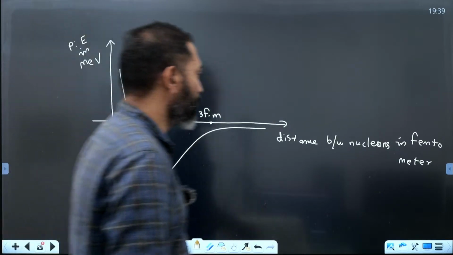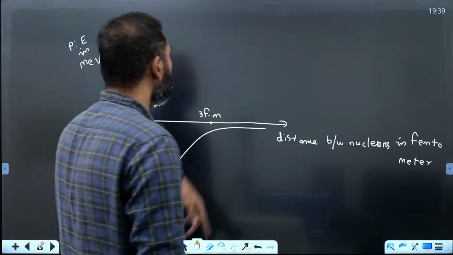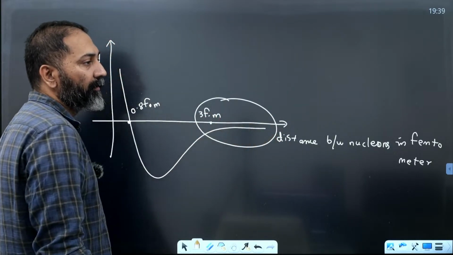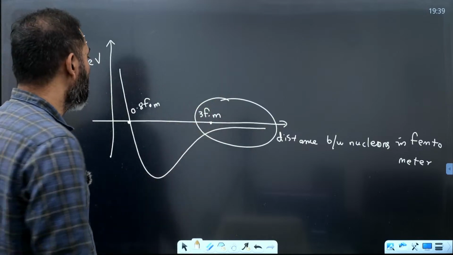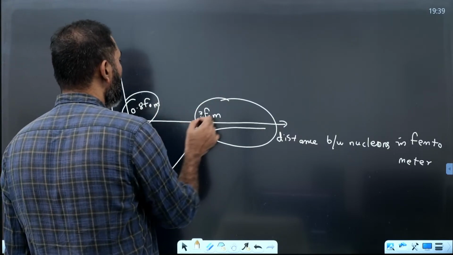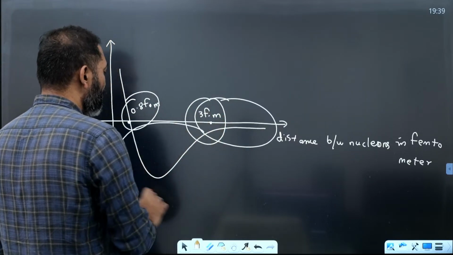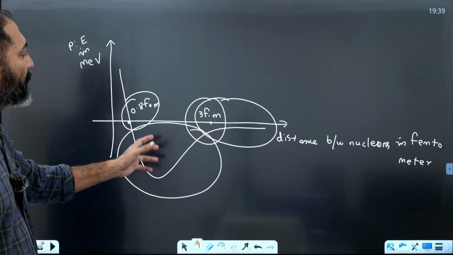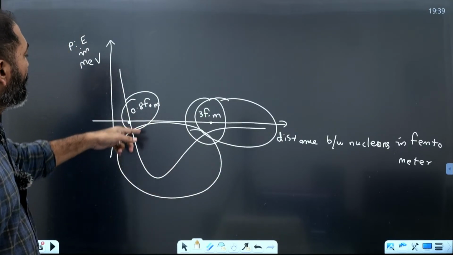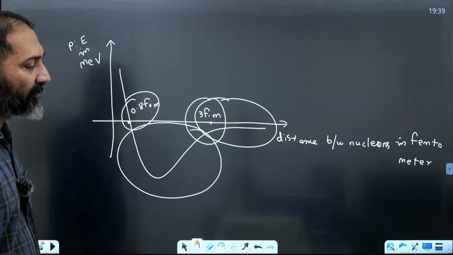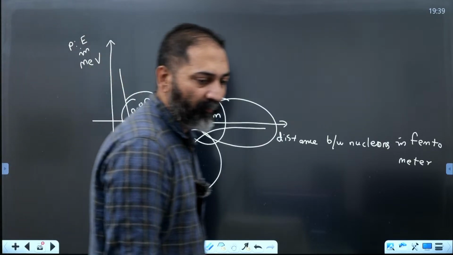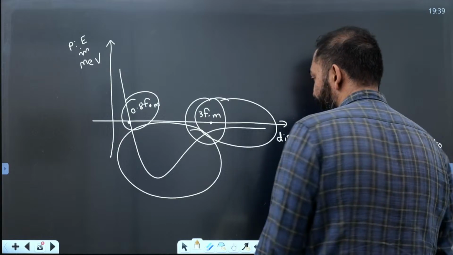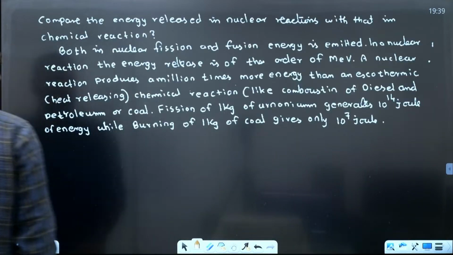So we know that if the distance between nucleons is greater than 3 femtometer, the force will be weak repulsion. Between 0.8 femtometer and 3 femtometer, potential energy will be negative, so the force will be strong attraction. Less than 0.8 femtometer, potential will be large positive, so strong repulsion. So that is also done.